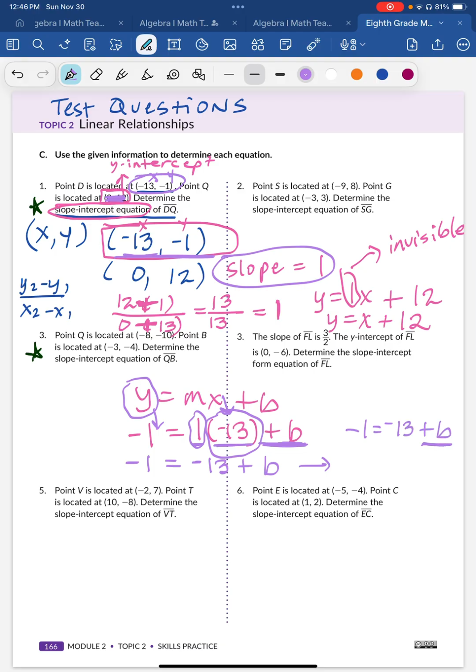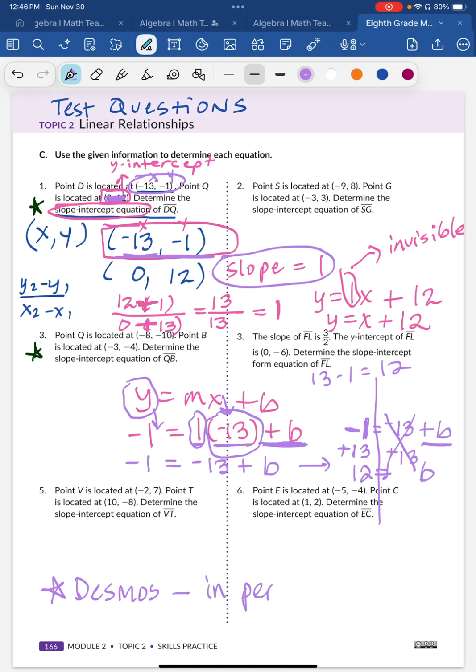-1 is equal to -13 plus b. I need to get this by itself, so I'm going to add 13 to both sides. That cancels out. And what is -1 plus 13? Just like saying 13 minus 1, so that would be 12. 12 is equal to b. So I'm going to show you on Desmos another way to do this in person. Okay, so you can pause if you need more time, but then we will move on.